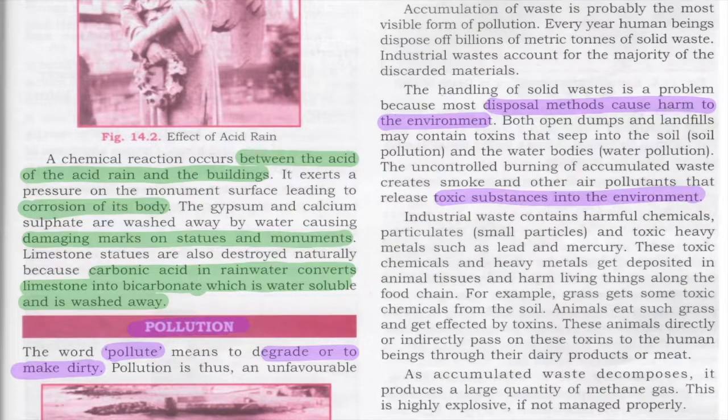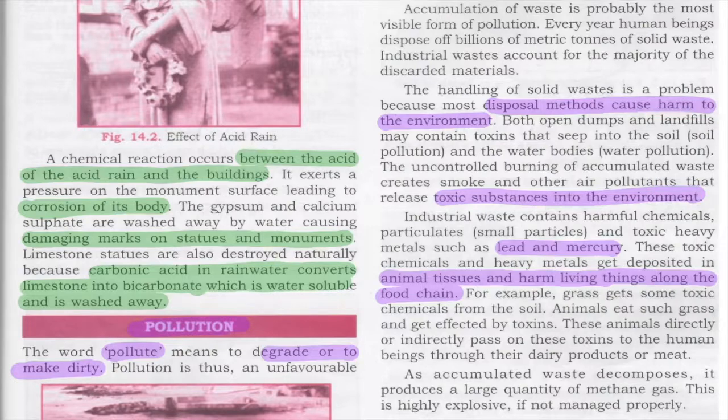Industrial waste contains harmful chemicals and toxic heavy metals like lead and mercury. These toxic chemicals, being heavy metals, get deposited in animal tissue and harm living things along the food chain. For example, grass gets some toxic chemicals from the soil. Animals eat such grass and get affected by the toxin, and these animals directly or indirectly pass these toxins to human beings through their dairy products or meat, etc.